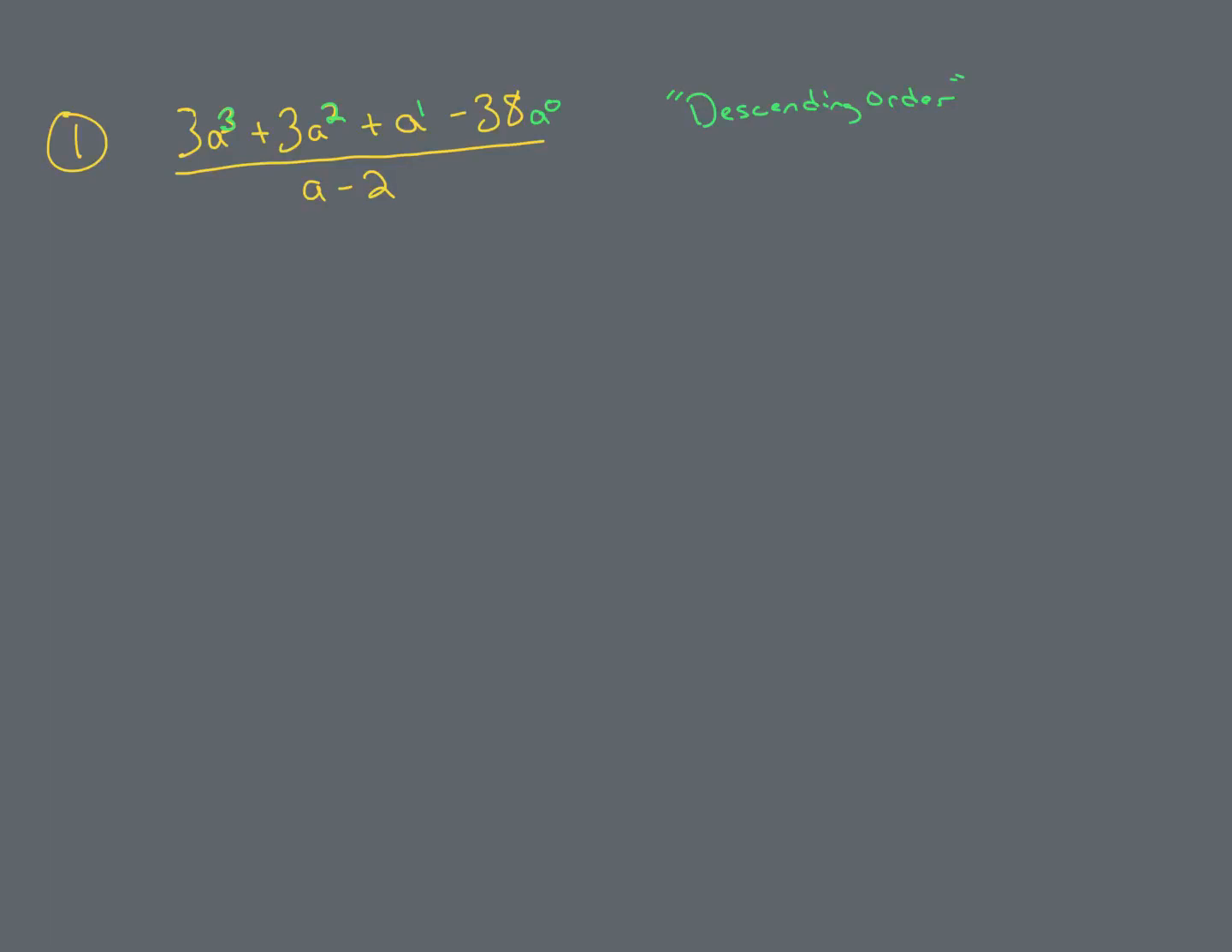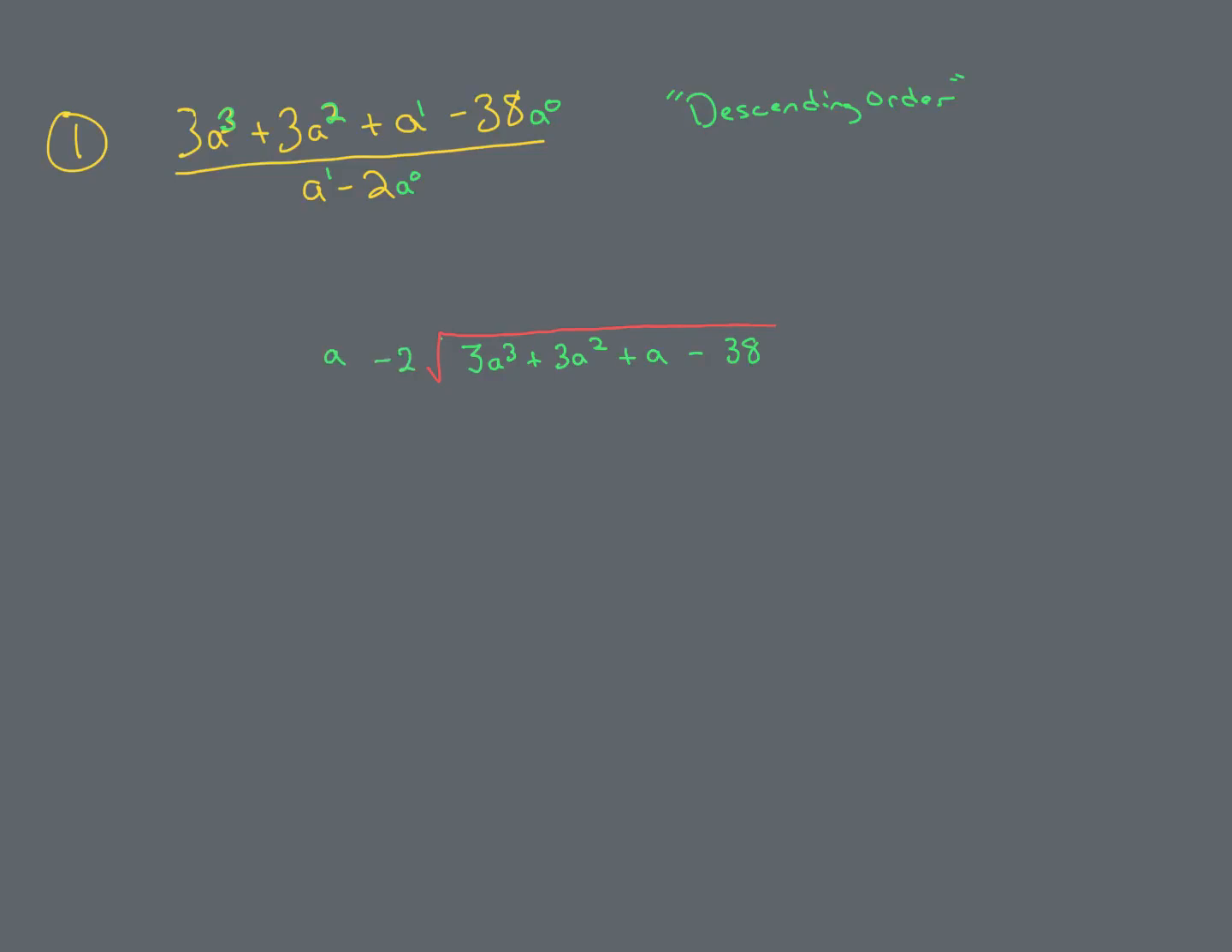On the bottom, we've got a to the first minus 2 and essentially a to the 0 since it's not showing up there. But we do want things to be in descending order for the top polynomial and also the bottom polynomial. Next, we're going to write this using the division algorithm. So 3a to the third plus 3a squared plus a minus 38 is going to go inside of that division sign. And then on the outside, we've got our a minus 2.